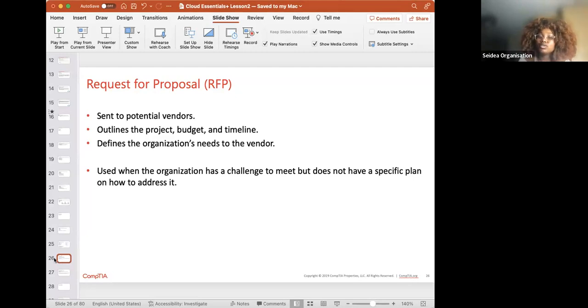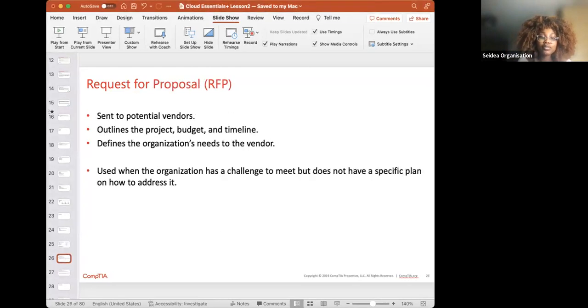Now, this is used when organizations have a challenge to meet, but they don't have a specific plan on how to address it. So understanding the different scenarios in which you might require a request for information or where you might require a request for a proposal.